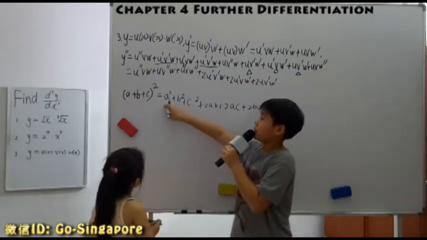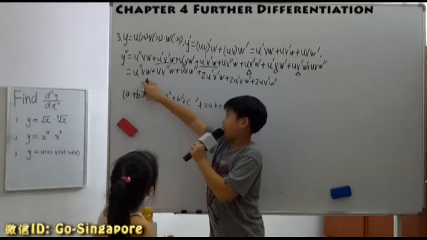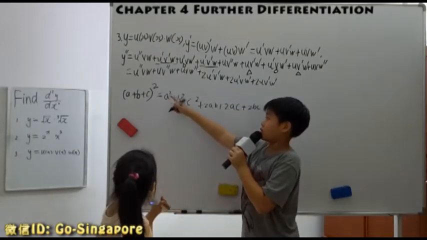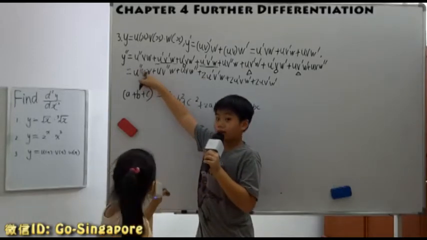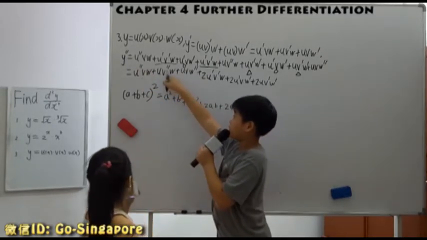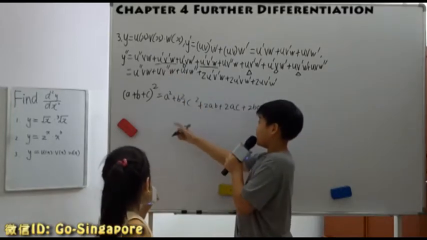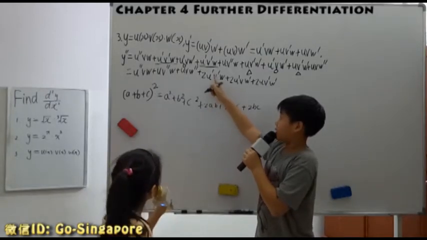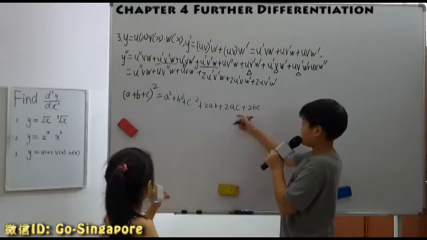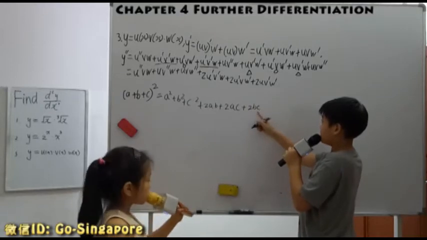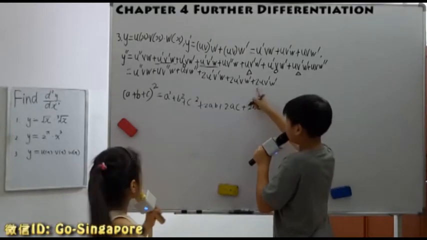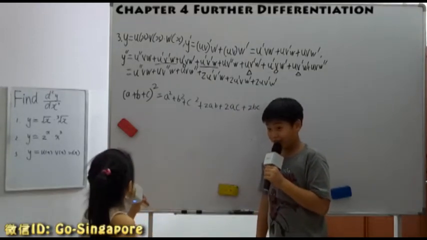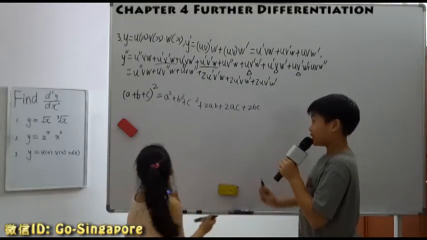We can put U as A, V as B, W as C. First we look at this, A squared, prime prime. Then B squared, prime prime. C squared, prime prime. Then look at AB, AC, BC. Two, two, two. Actually, that means it will follow the pattern.